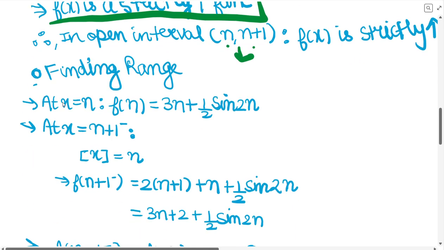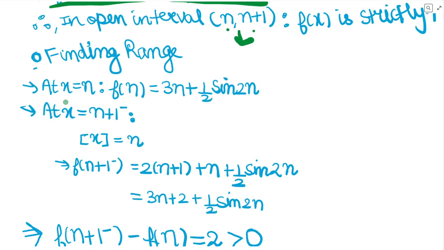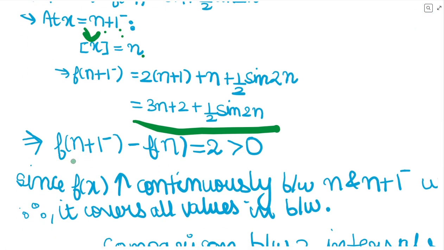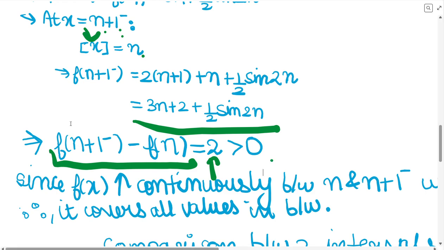So now let's find the range, okay? At x equal to n, f(n) comes to be 3n plus half sine of 2n, right? And at x equal to n plus 1, just less than n plus 1, the greatest integer of x is going to be n because we round it down. Then f of (n plus 1) negative is going to be this thing, right? All right. So now we'll find the difference of it, and we'll see that it is coming to be a constant 2, which is greater than 0, right?